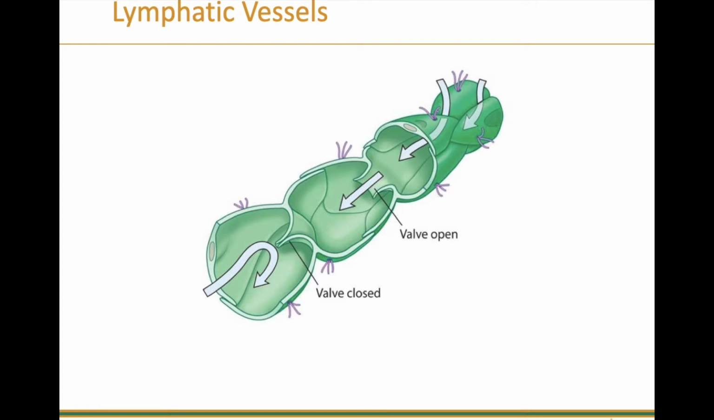It has valves just like the veins to ensure that the lymph flows in just one direction. And just like with veins, where we had the skeletal muscle pump and the respiratory pump, those same mechanisms help the fluid move through the lymphatic vessels.